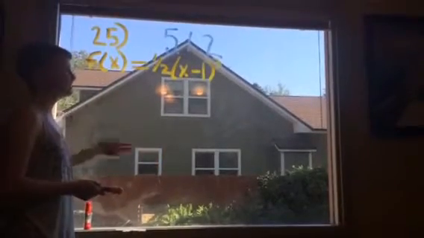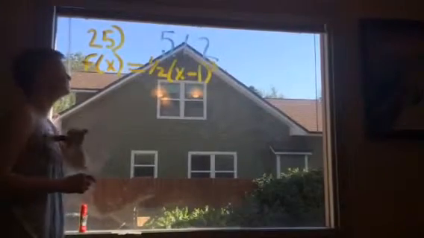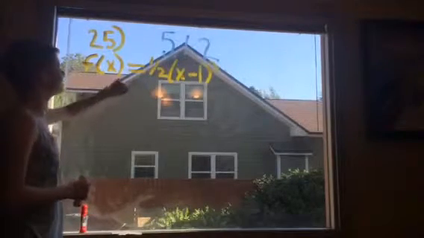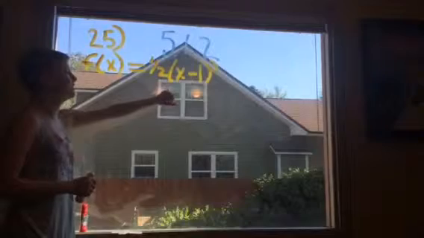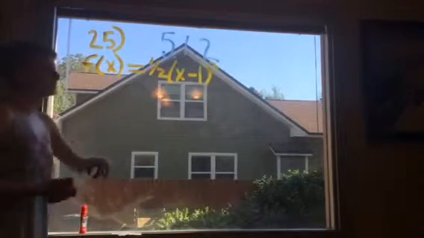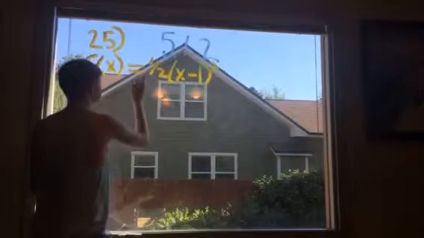Okay, so the first example problem that we're going to do is number 25 from the homework section of 5.1.2. This problem was: graph the function f of x equals 1/2 (x minus 1) cubed, and its inverse. So first we're just going to graph this.